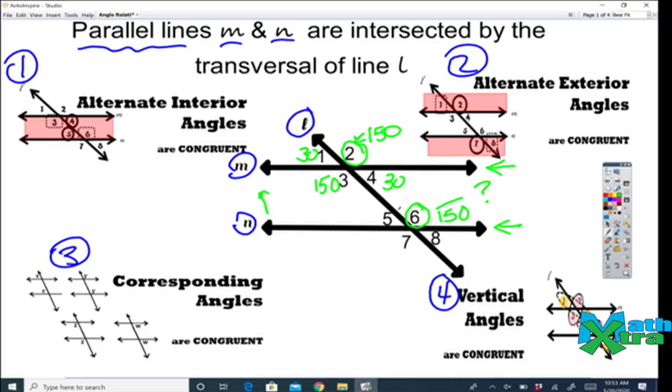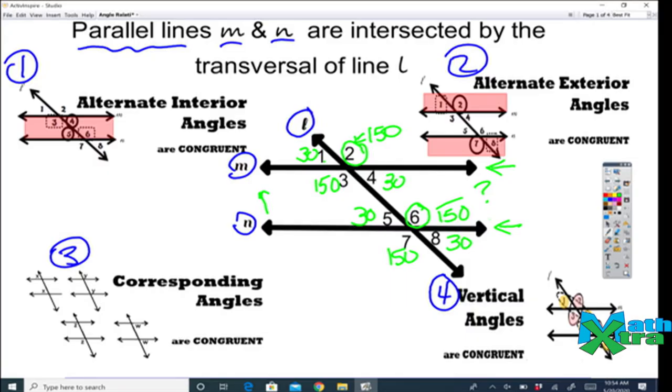If angle 6 is 150, then angle 5 has to be 30, because 5 and 1 match each other. If angle 5 is 30, then angle 7 has to be 150. And if 7 is 150, angle 8 has to be 30. Again, when you understand relationships, this is no longer hard. As we move around the angles, they have to make a linear pair, and if these angles are the same as the ones below, then I know what those measures are. Now we're going to get into the special types of relationships that form from these angles.